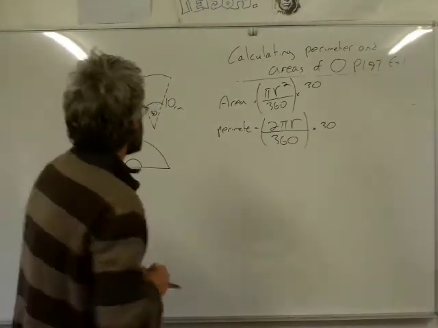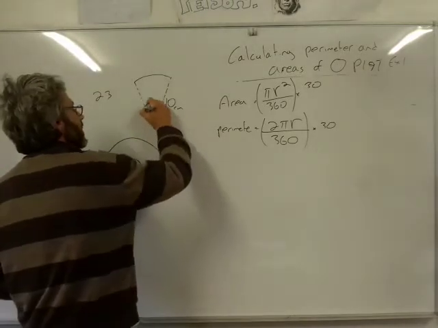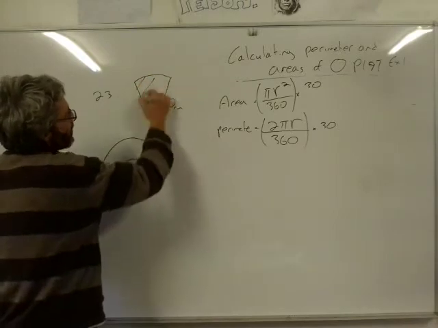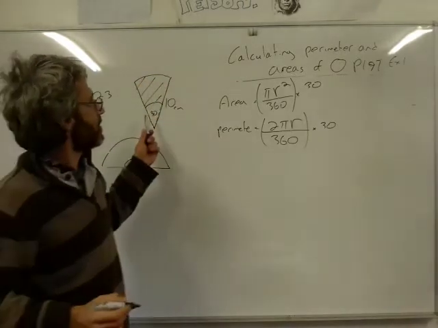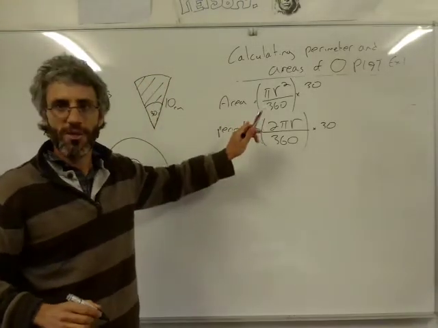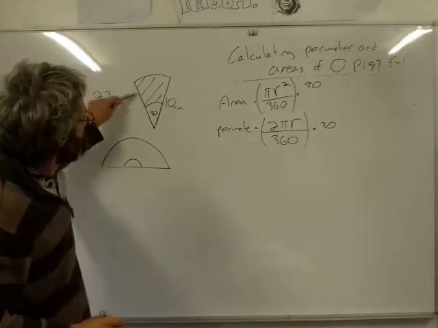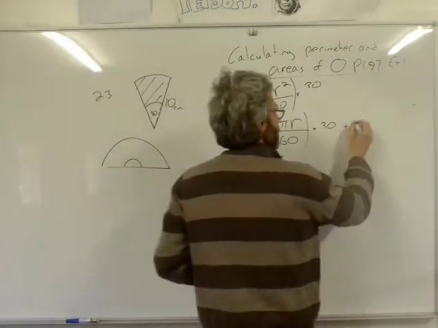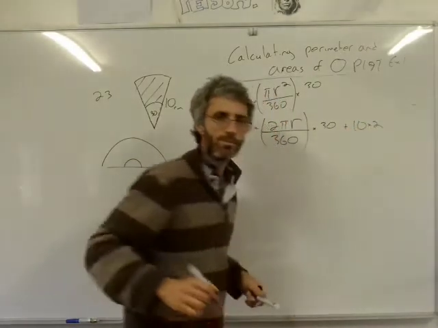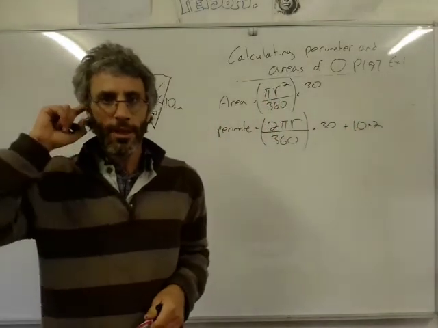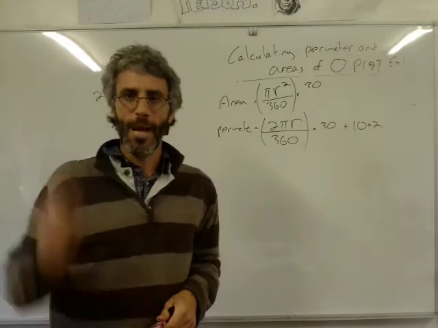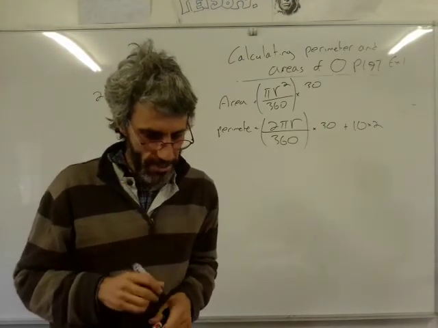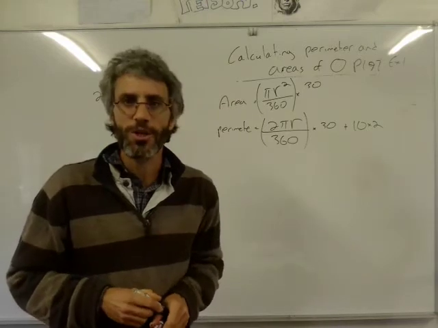Now, if I had not a dotted line but a solid line, the area of the slice is not going to change. It's going to be the same. But for the perimeter, now I need to add these two lines. Each one of them is 10, so I'm just going to add 10 times 2. But I think I'll pause here. We'll do a couple more difficult questions, and then we'll stop.